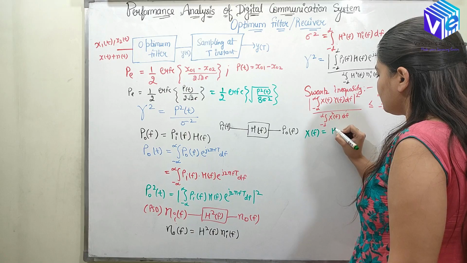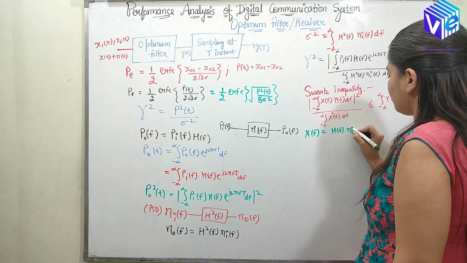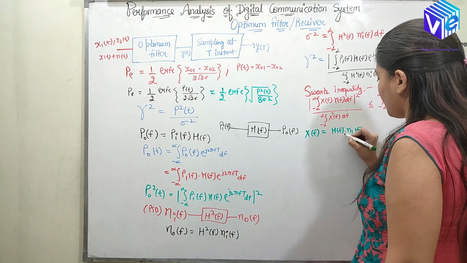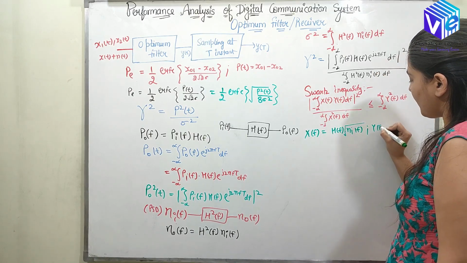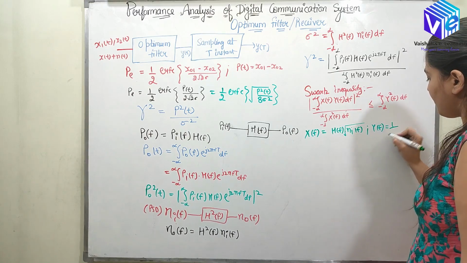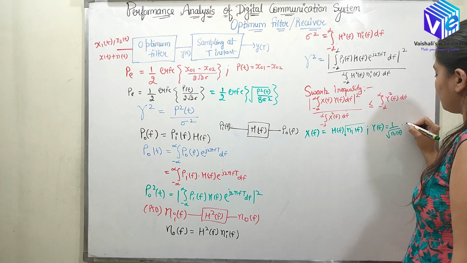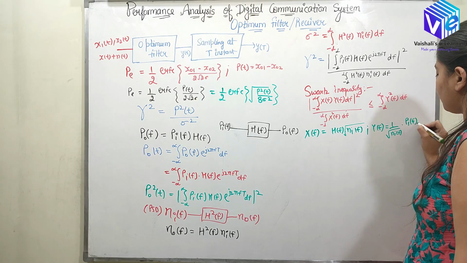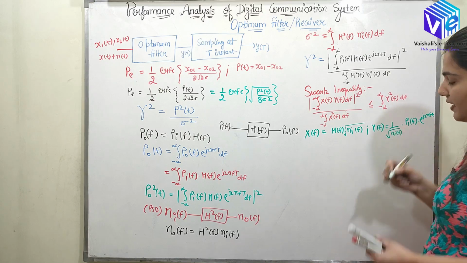X(f) is equal to H(f) into root of Ni(f), and Y(f) would be 1 upon root of Ni(f) into P(f) into e raised to power j 2 pi ft. So this is my Y(f).